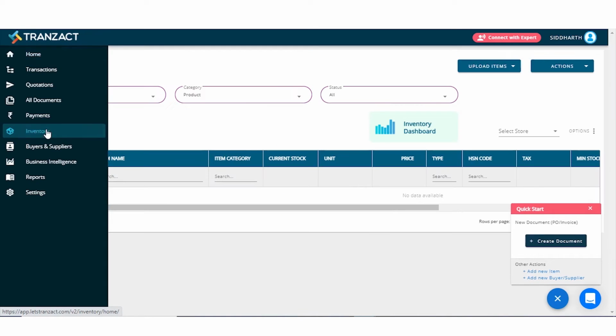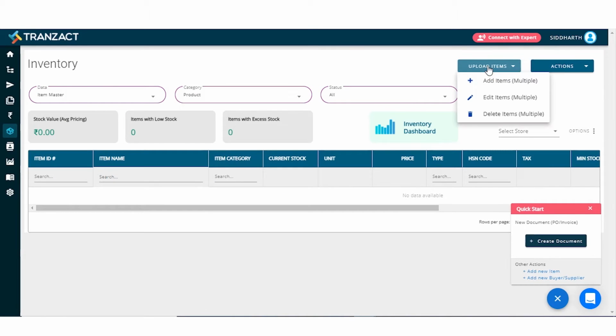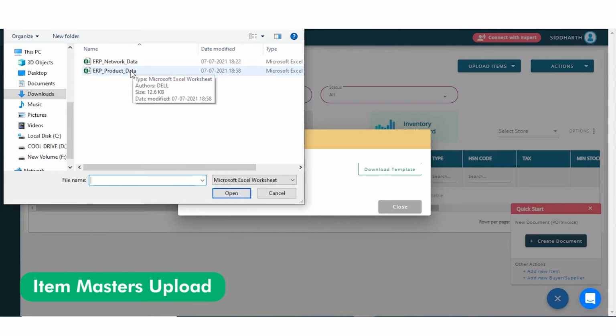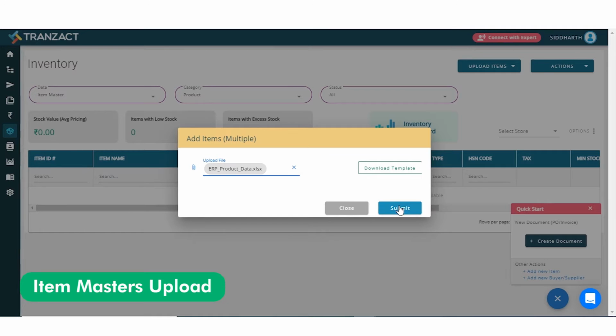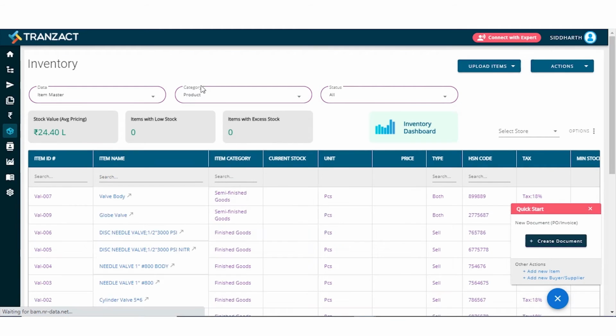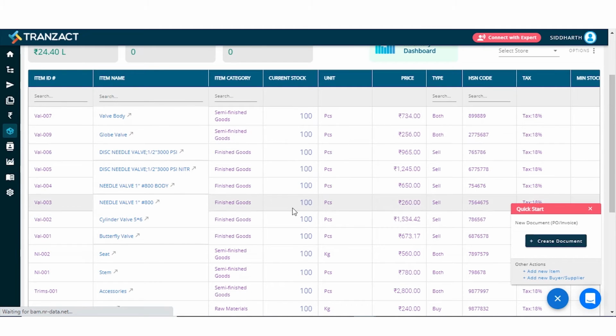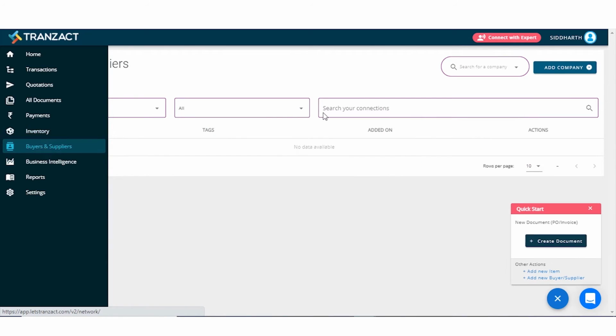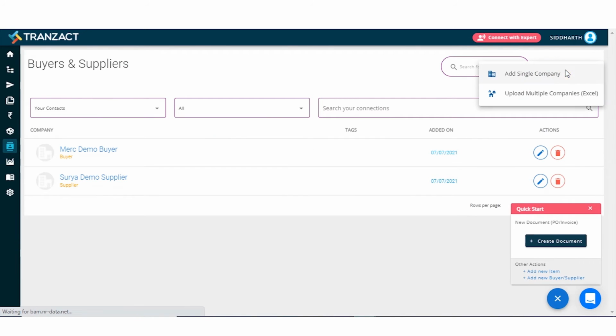After having signed up, Siddharth begins by uploading his company master data. Next, he uploads his buyer and seller details.